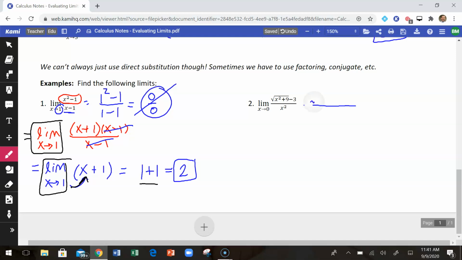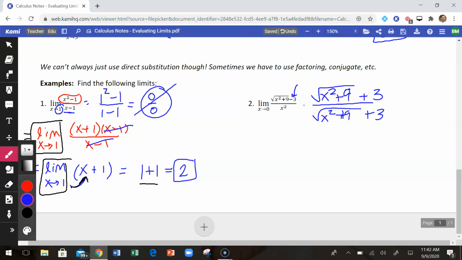So anytime that you have a square root where you have stuff on the inside and stuff on the outside, you are going to want to multiply by the conjugate in order to simplify this. So we're going to multiply by the square root of x squared plus 9, and then instead of minus 3, plus 3. And I'm going to do that on top and on bottom. So the square root of x squared plus 9 plus 3. That's what I'm multiplying by. That is the conjugate. So I'm just changing that sign in front of the 3 there.